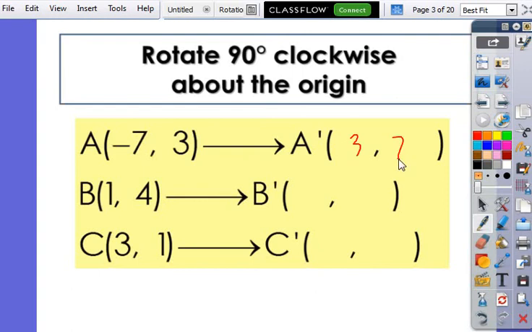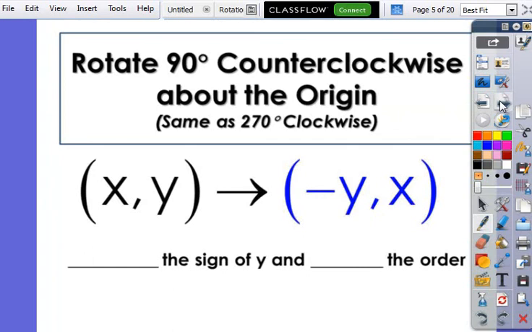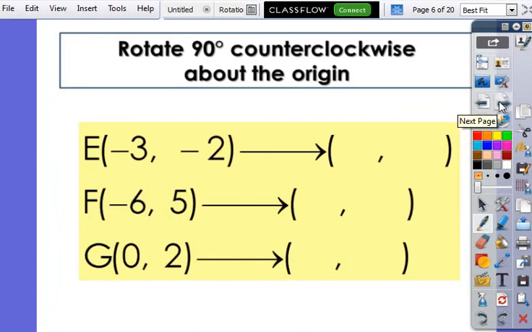All right. If it's 90 counterclockwise, well, that's 1 to the left, or 270 clockwise, which is 3 to the right. You change the sign of the Y and swap the order. So this would be 2, -3.